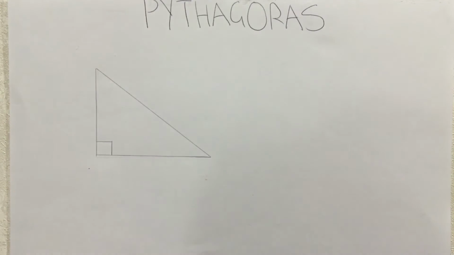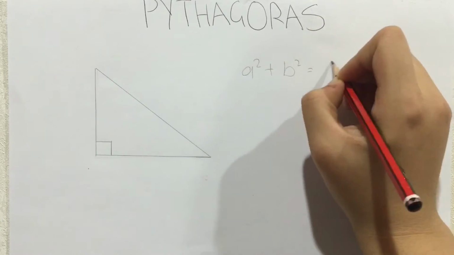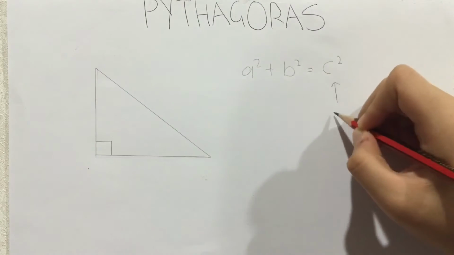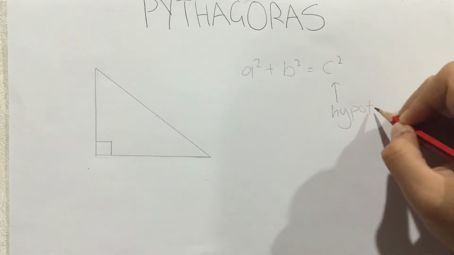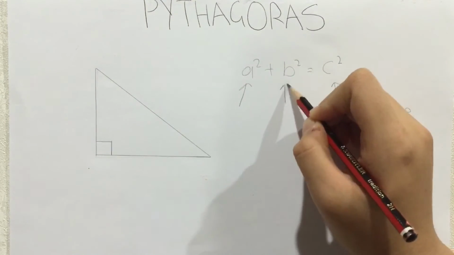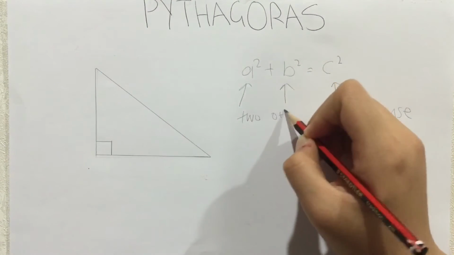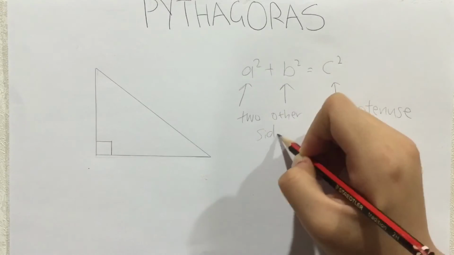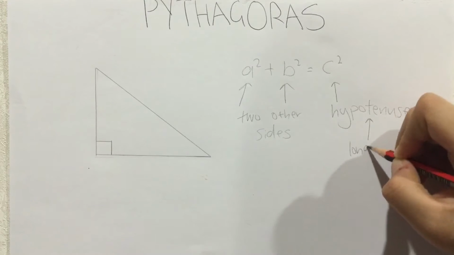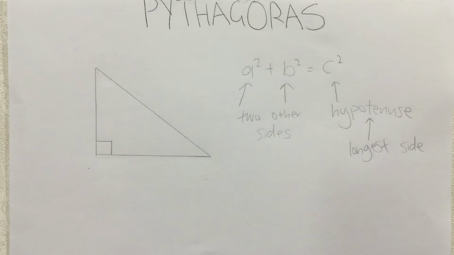Pythagoras Theorem states that in a right-angled triangle, a squared plus b squared equals c squared. C becomes your hypotenuse. A and B are your two other sides. The hypotenuse is the longest side out of all three sides of the triangle.